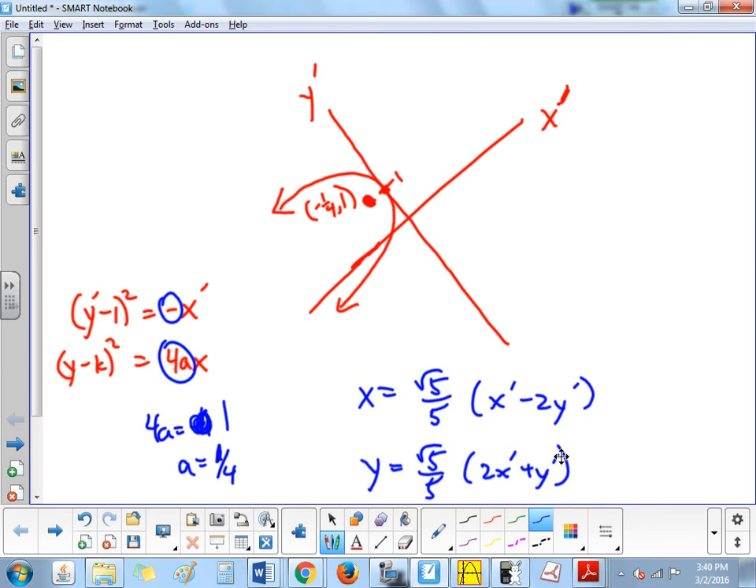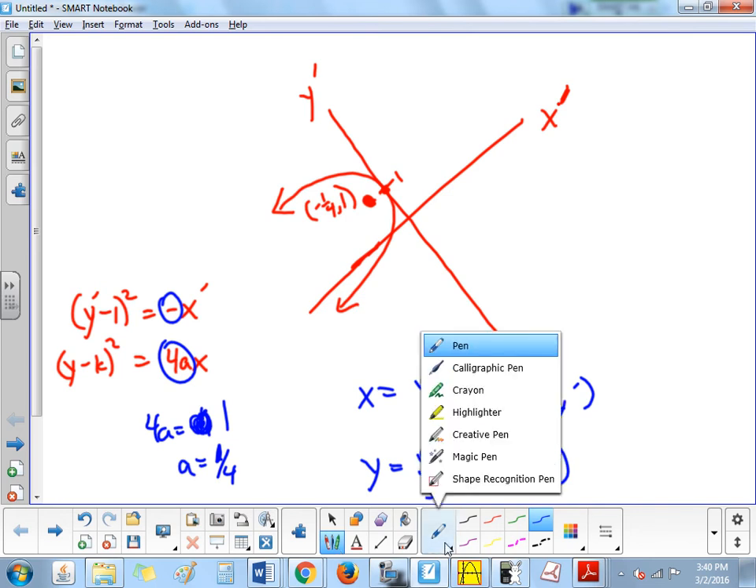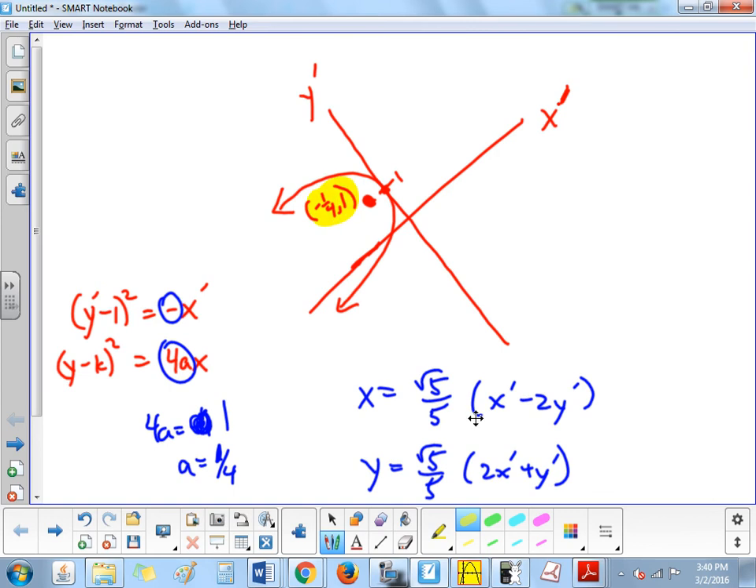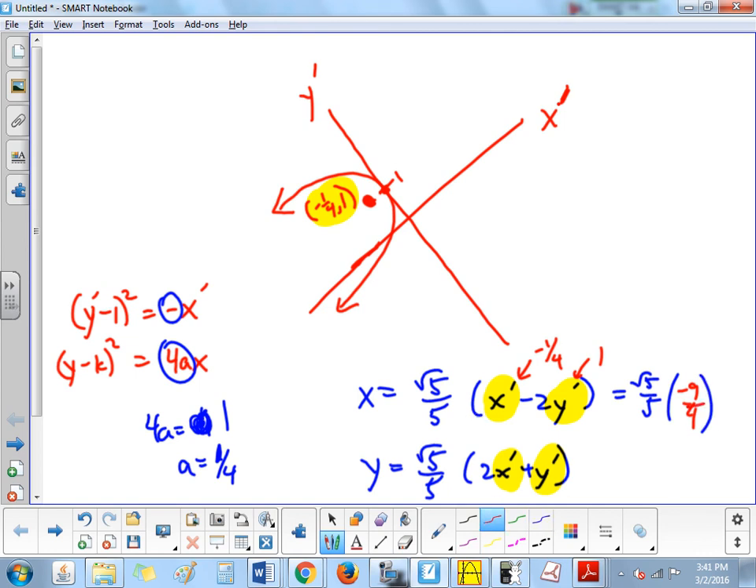Okay? So just reminding you what we're doing. We're trying to substitute in these two numbers into here to get the xy coordinates of our focus. All right. So how do we do that? Well, plug it in. So plug in negative 1/4 and 1. So we have negative 1/4 minus 2, which is negative 9/4. So you have root 5 over 5 times negative 9/4. In other words, it's negative 9 rad 5 over 20.